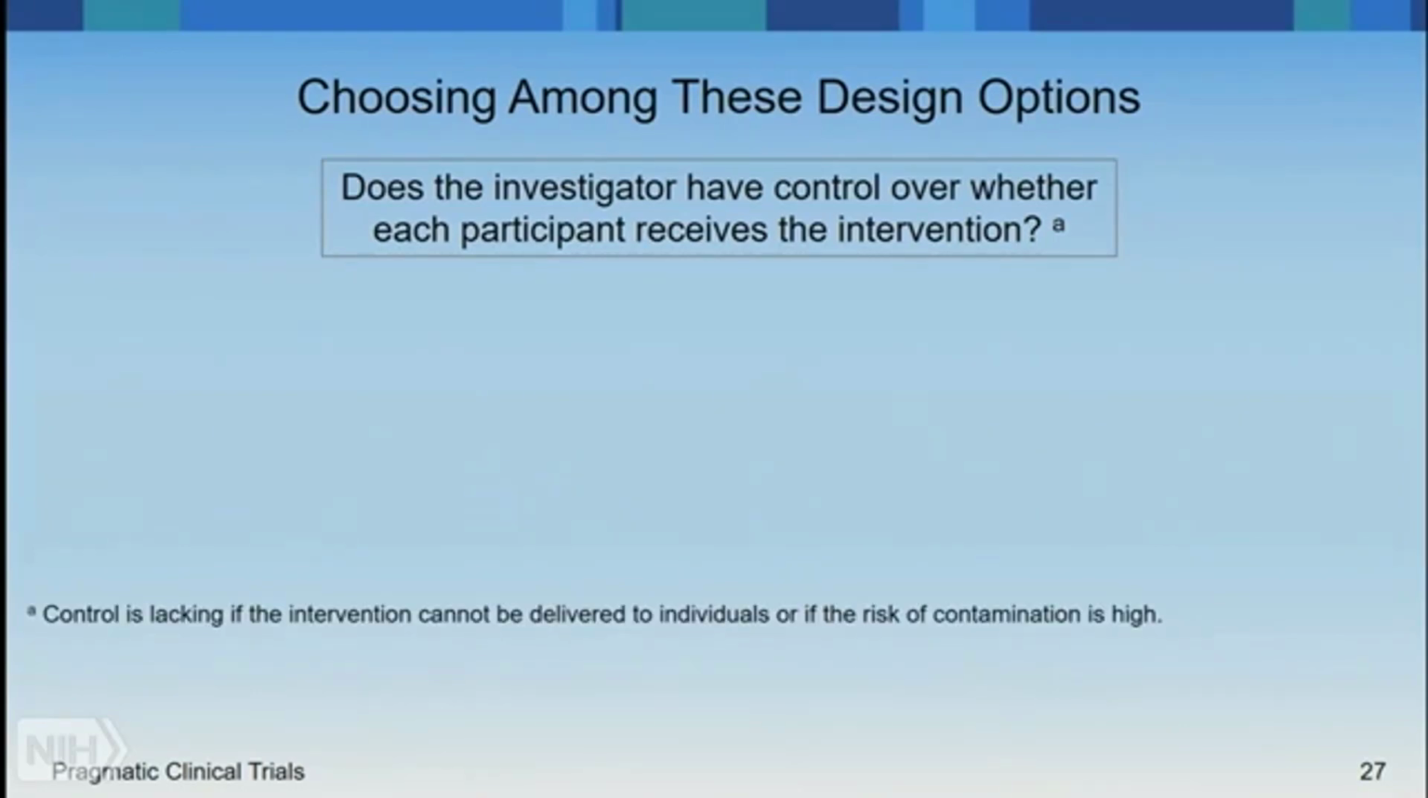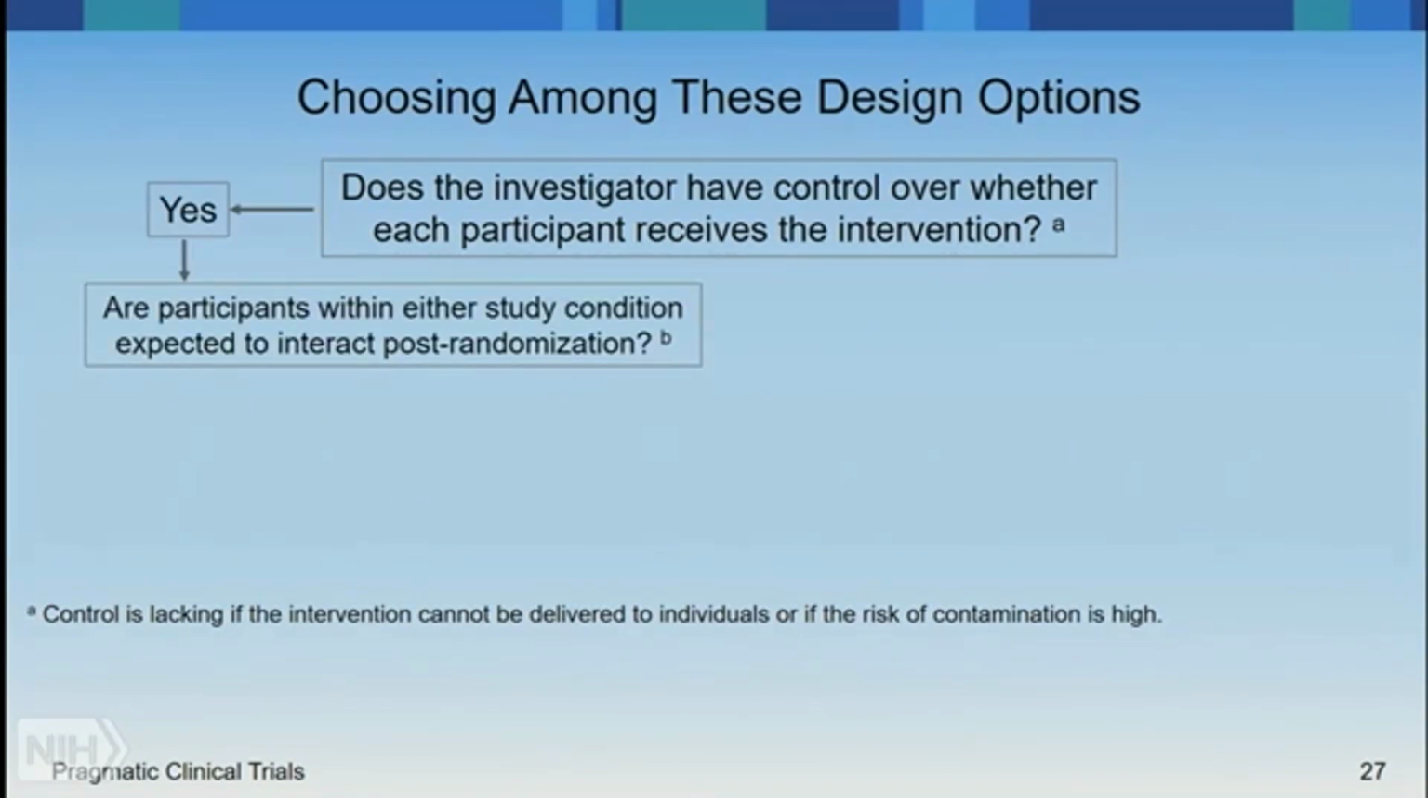And by control, we mean if I cannot deliver the intervention to individuals one at a time, if it's going to go out to a large mass of people and I don't have control over that, then I don't have control. If there is high risk of contamination where intervention participants are going to interact with control participants and may share some of the information or material, I don't have control. So I only have control if I can deliver the intervention to individuals without substantial risk of contamination. And if that's true, then I can consider the second question.